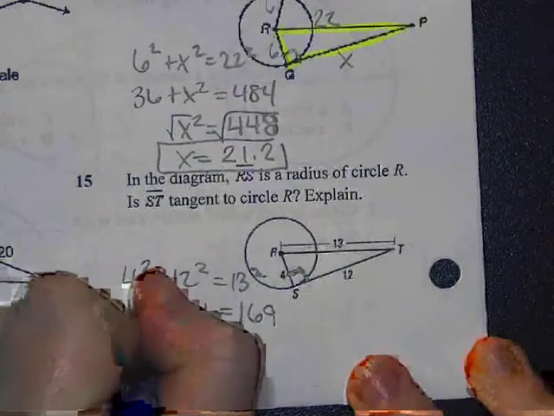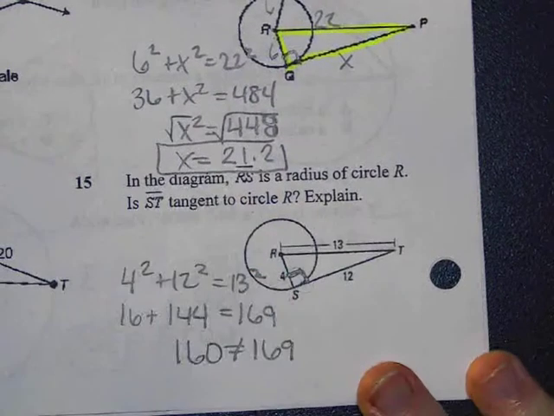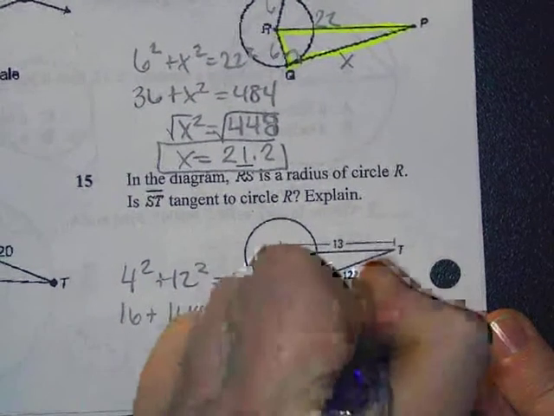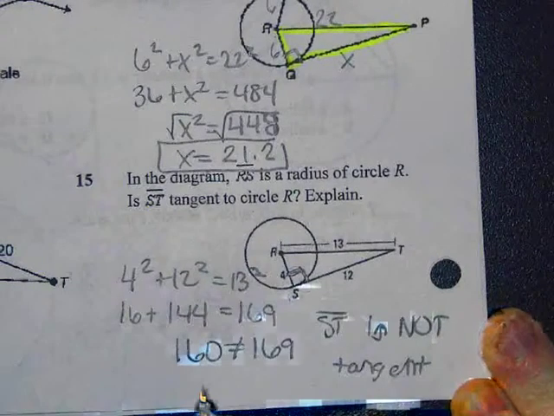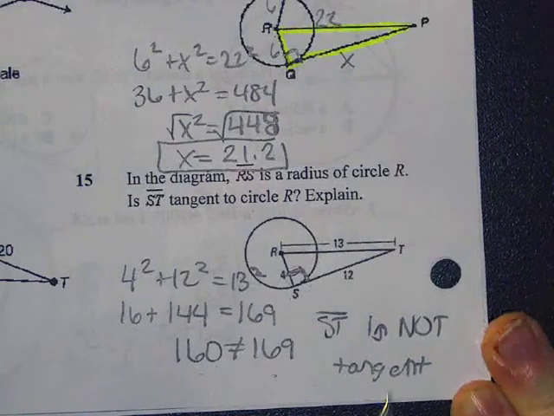144 plus 16 is 160, which is not equal to 169. So I would say that ST is not tangent. If it was, I would end up with a true statement like 160 equals 160, but that is not the case there.